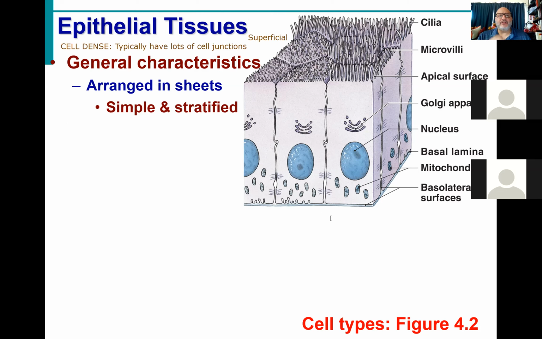So when we talk about the anatomy of all epithelial tissues and their characteristics, they are superficial, they're very cell dense, they have lots of cell junctions. When we identify them, they are cells tightly packed together and they're arranged in layers or sheets.